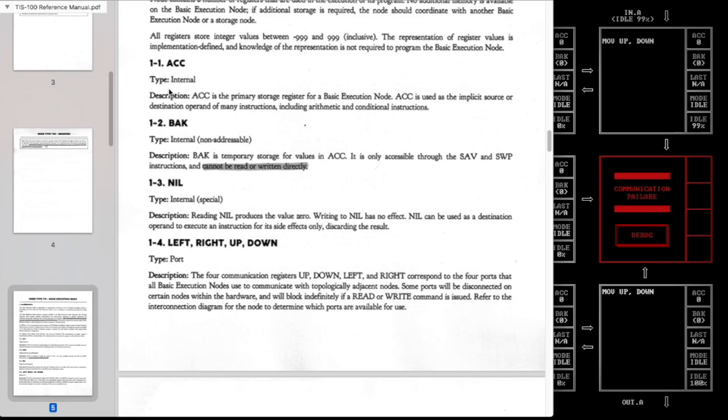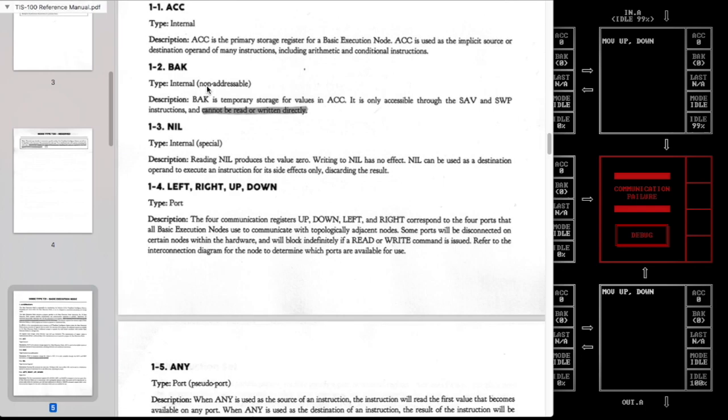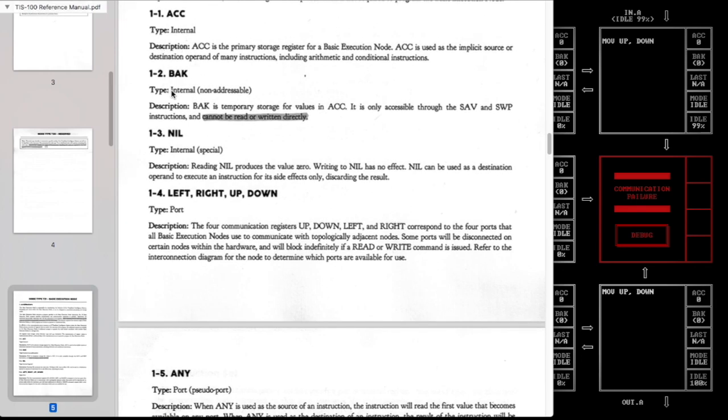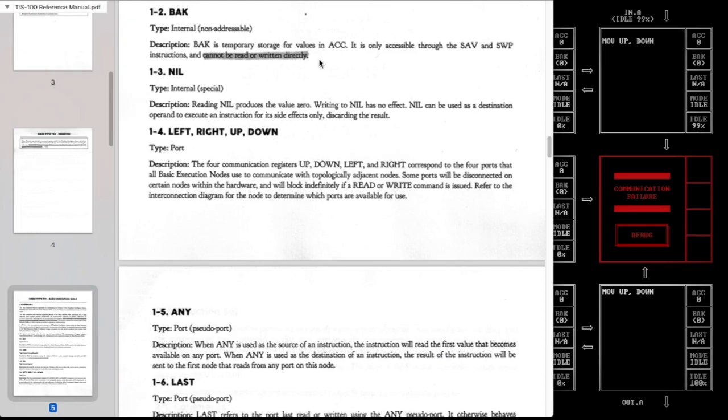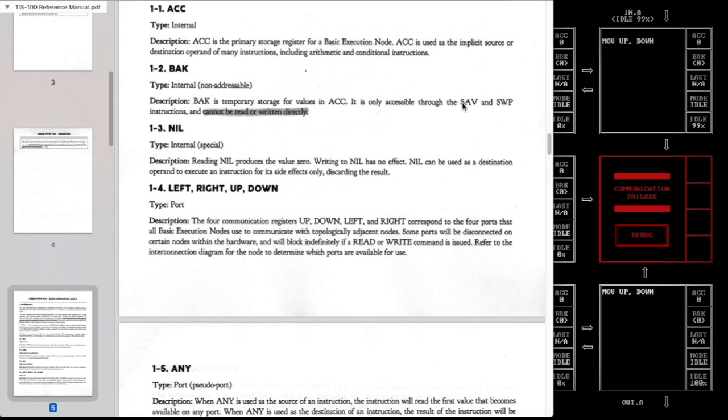Okay, so ACC is type internal. This is a type of node, internal non-addressable. Okay, primary storage register. Implicit source or destination operand of many instructions. Arithmetic and conditional. BAK is temporary storage for values in ACC. So it's only accessible through, what's SAV? And SWP. I don't know what those are. Cannot be read or written directly. Non-addressable.